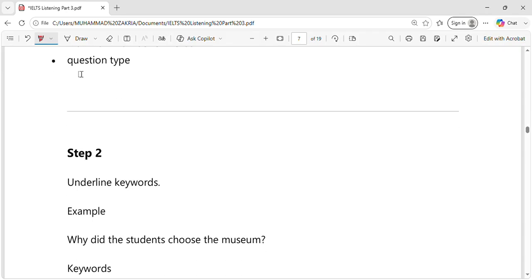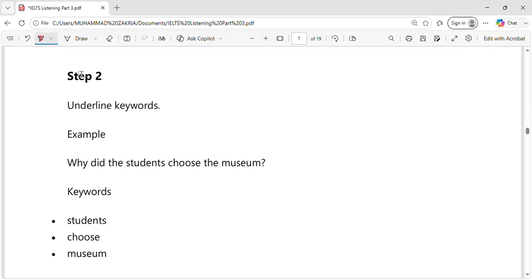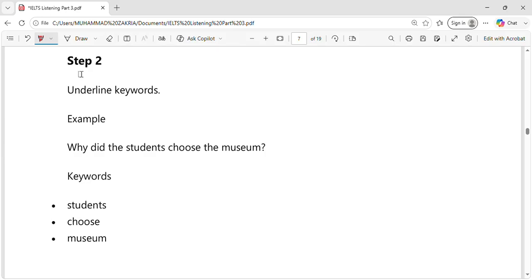Step 2, underline the keywords. Underline the keywords, like here I gave you an example: why did the student choose the museum? So here the keywords are student, choose, and museum. These are the keywords. You underline the keywords and focus on the audio.